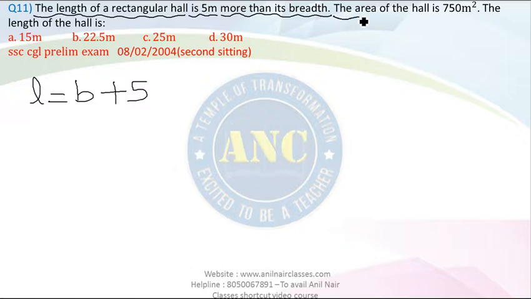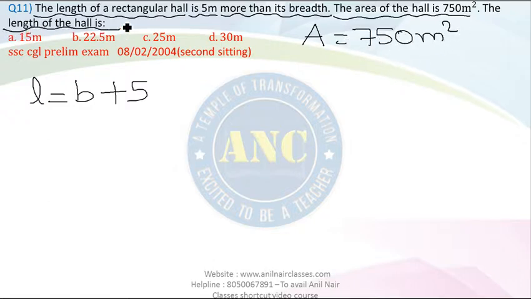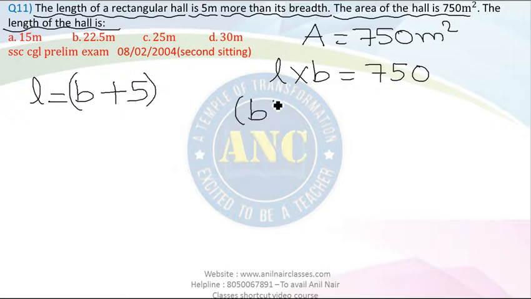Next, the area of the hall is 750 meter square. Area is given in the question as 750 meter square. Find the length of the hall is your question. Now see here, sir. Area is 750. That means length into breadth is 750. But length is b plus 5. So b plus 5 into b is equal to 750.